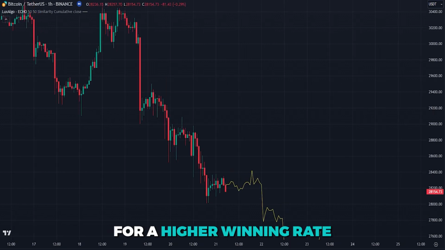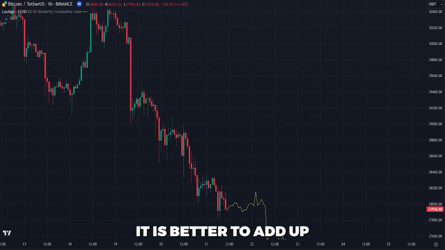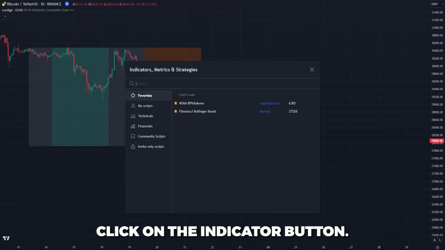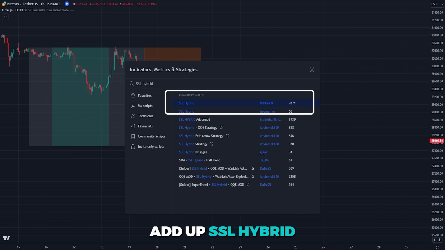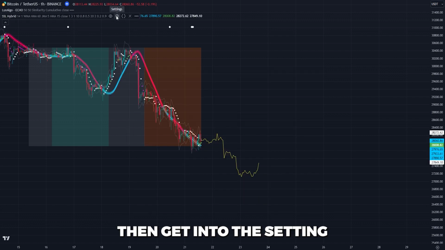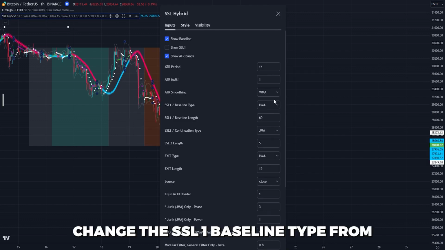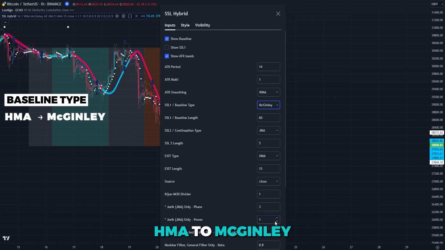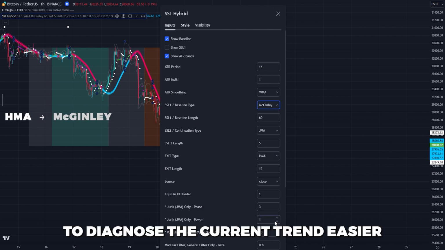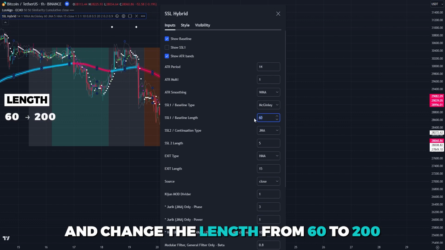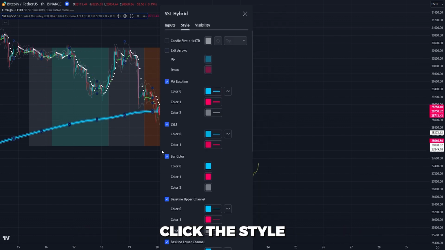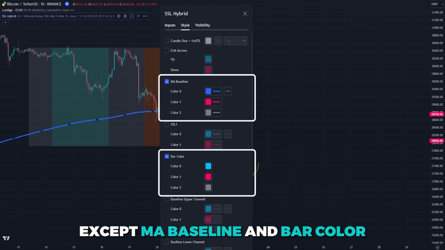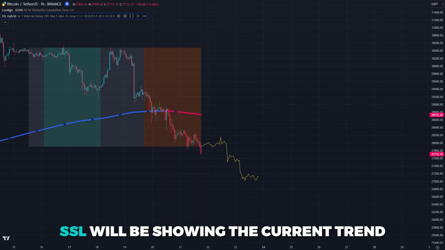For a higher winning rate and filtering the wrong signals, it is better to add 2 more indicators for optimization. Click on the Indicator button, add SSL Hybrid, then get into the settings on the Input section. Change the SSL1 baseline type from HMA to McGinley to diagnose the current trend easier, and change the length from 60 to 200. After that, click the style and remove all the checks except MA baseline and bar color. SSL will be showing the current trend.